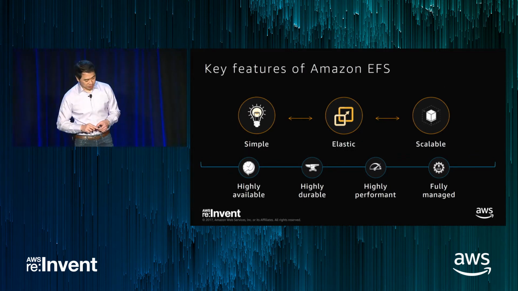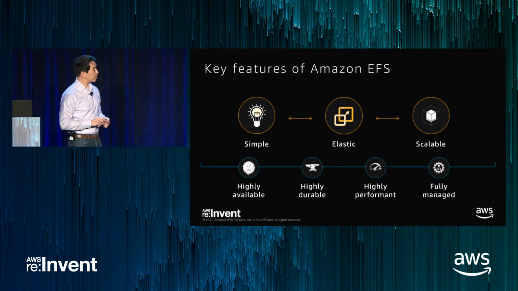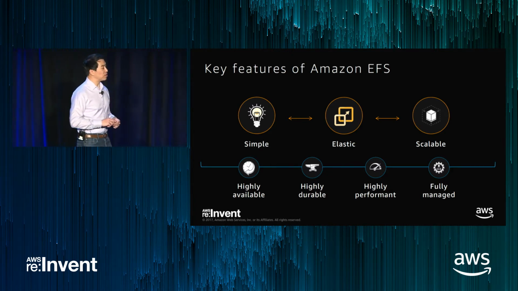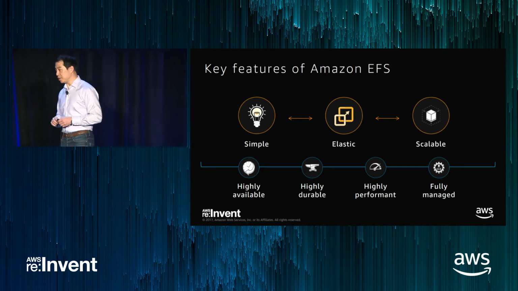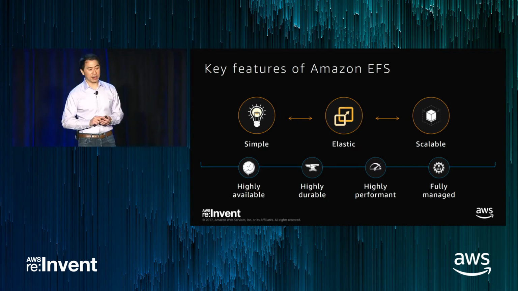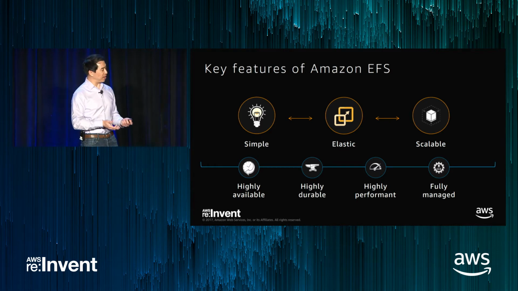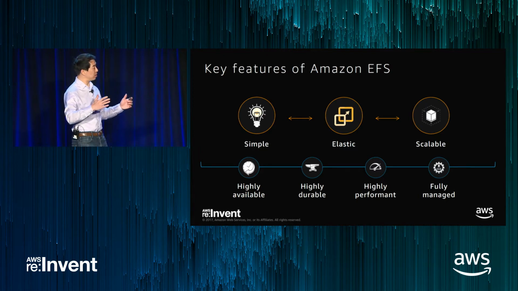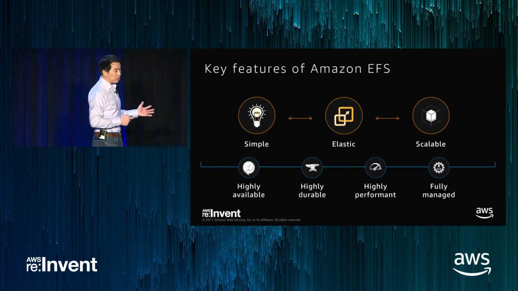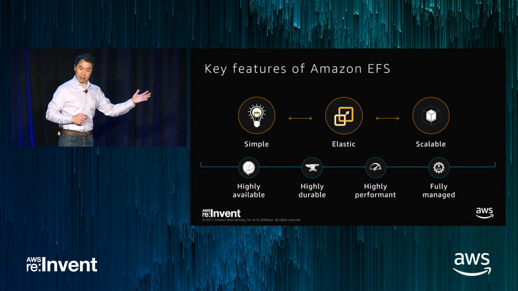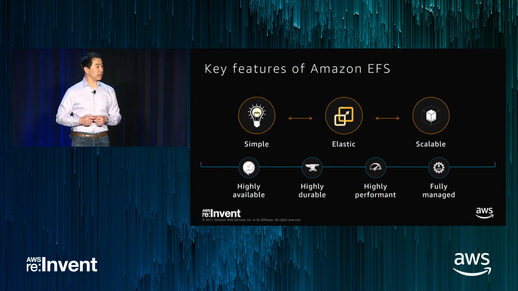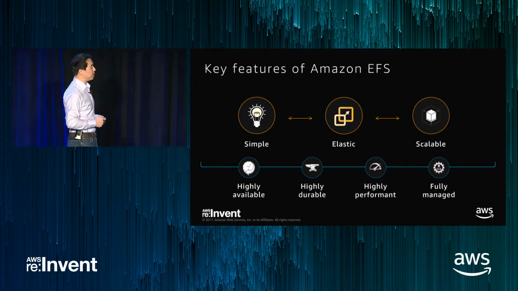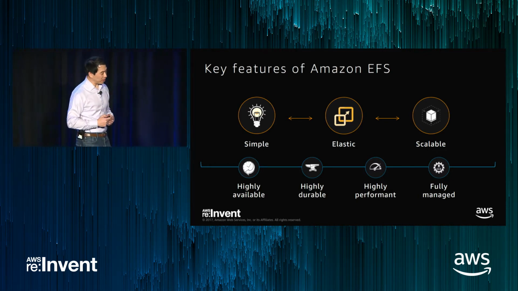So what are some of the key features? We made it simple, so it's very easy, simply a couple of clicks to configure a file system. It's fully elastic. There is no provisioning required once you've created a file system. It's available and empty. You simply add or remove data, and the file system will expand or shrink as needed. It's scalable, so as capacity grows, the performance will scale accordingly.